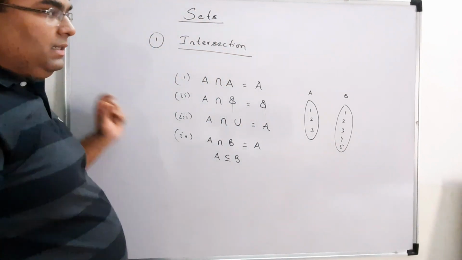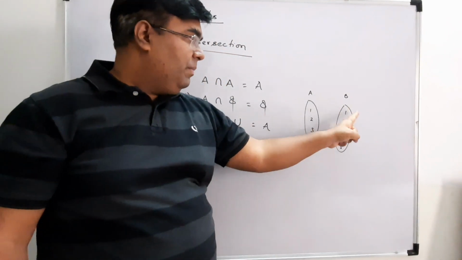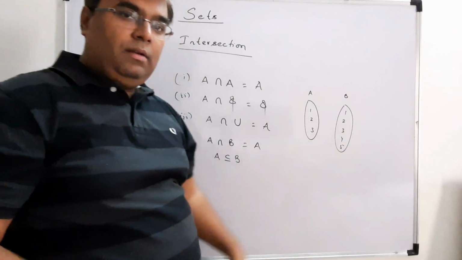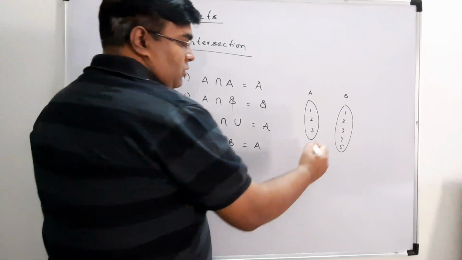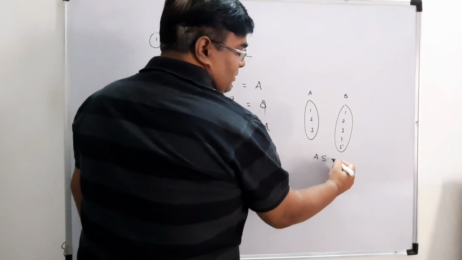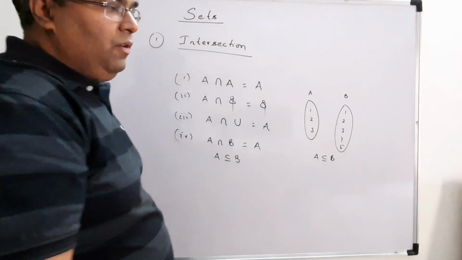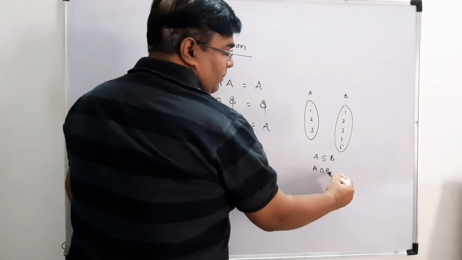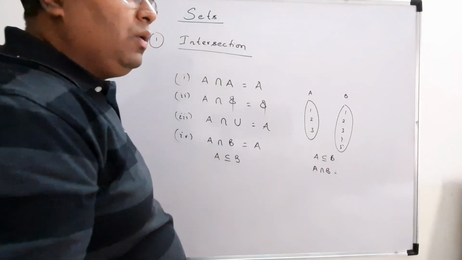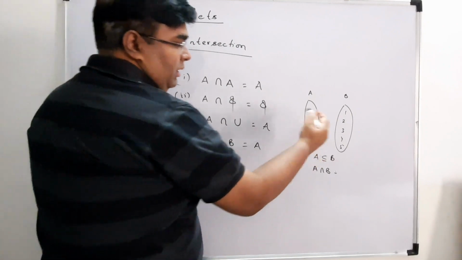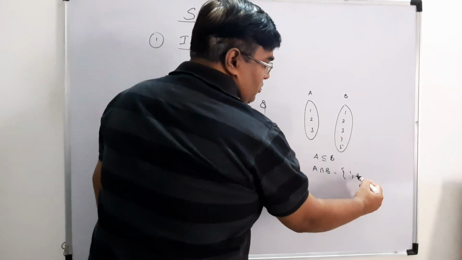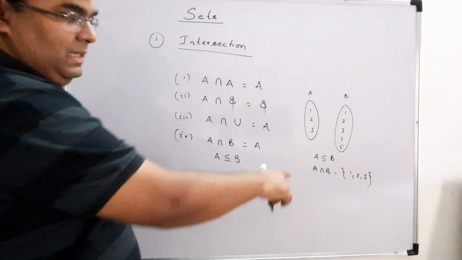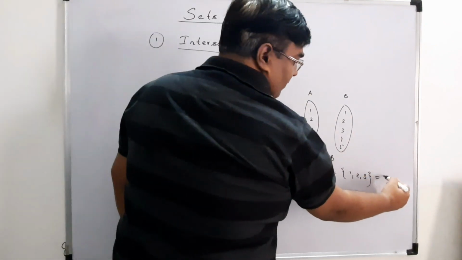Now it's clear that A is a subset of B because all the elements of A are also in B. You know the concept of subset now? So we can write A is a subset of B. And if we want to find out A intersection B, means the elements which are common to both A and B, what will be this? It will be 1, 2 and 3, which is same as A.